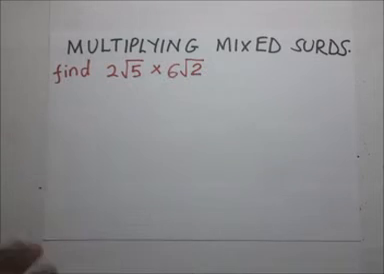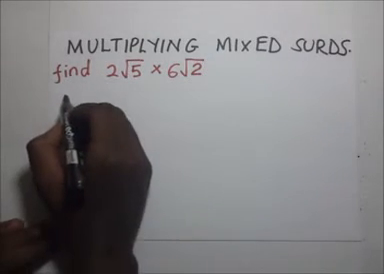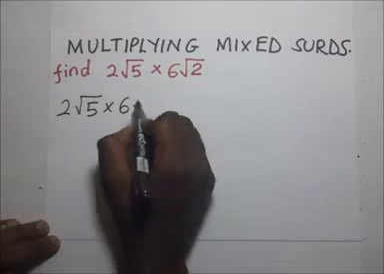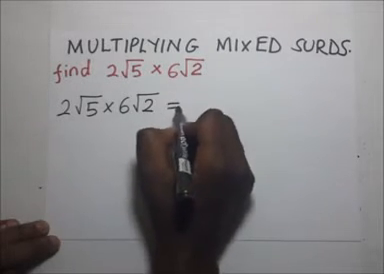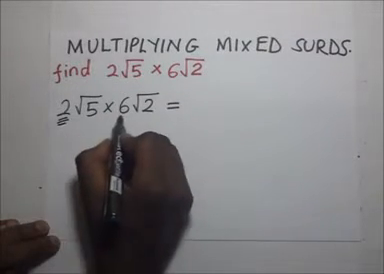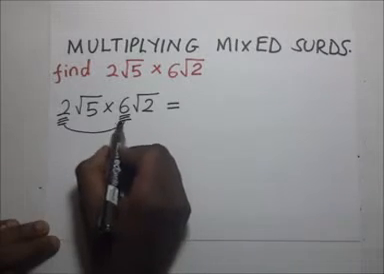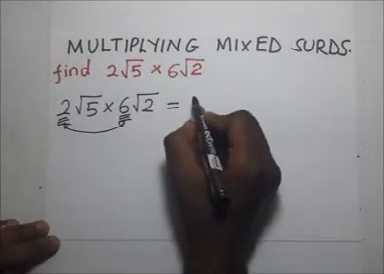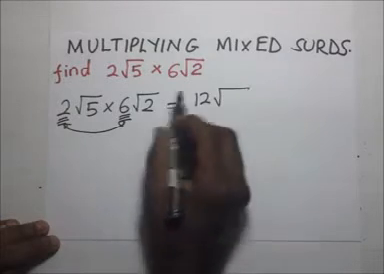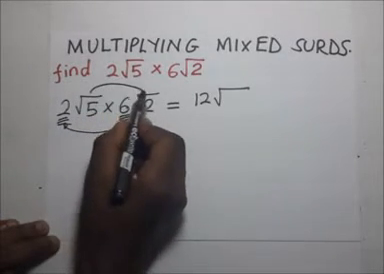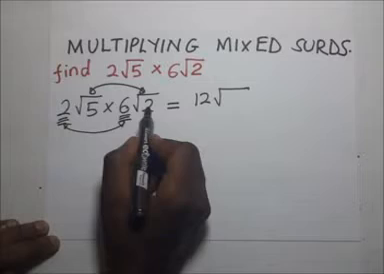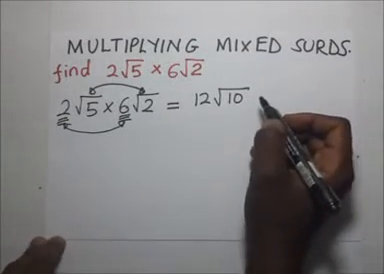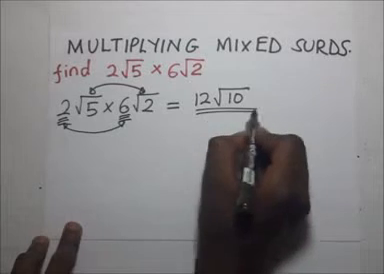So when you're multiplying mixed surds, for example here we shall say that 2 times the square root of 5, multiplied by 6 times the square root of 2, is going to be equal to, we shall multiply the rational numbers together. So that's going to be 2 times 6, which is 12, times the square root of, then we multiply these together as well. That is 5 times 2, which is 10. So under the square root of 10. As simple as that. So this becomes our answer, 12 root 10.